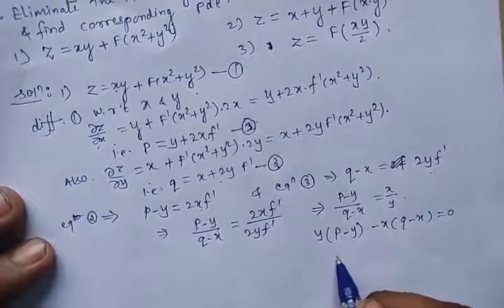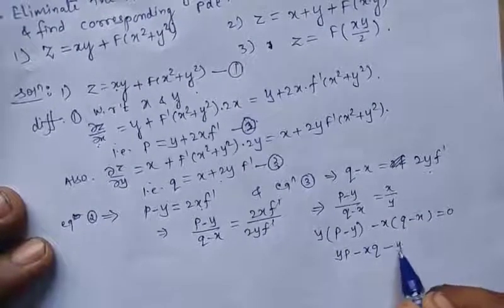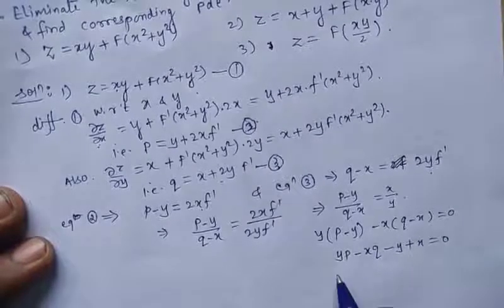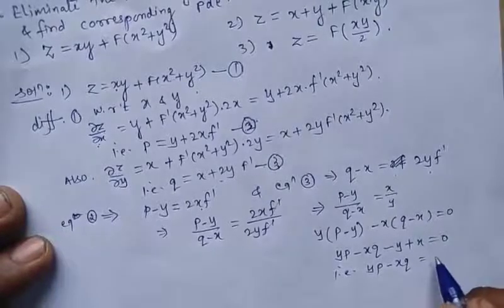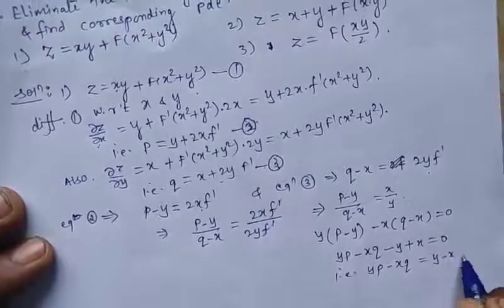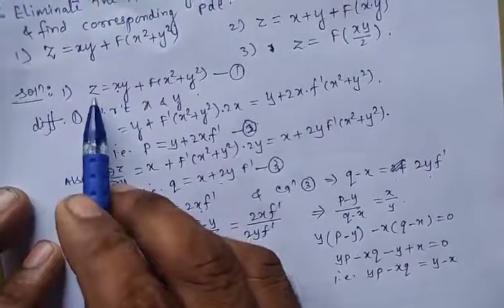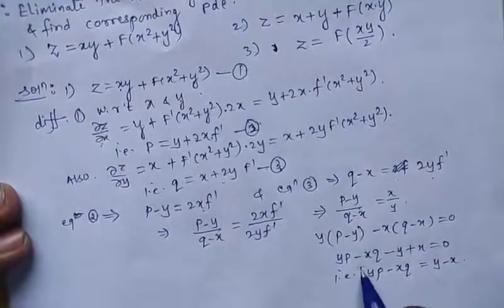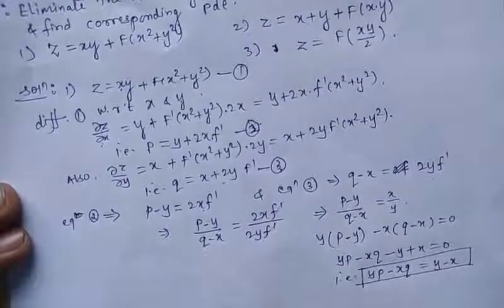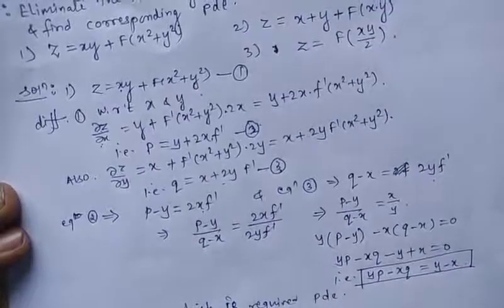That is yp minus y square equals xq minus x square. Which is the required partial differential equation from the given function z is equal to xy plus f of x square plus y square, right? So this is the required partial differential equation.